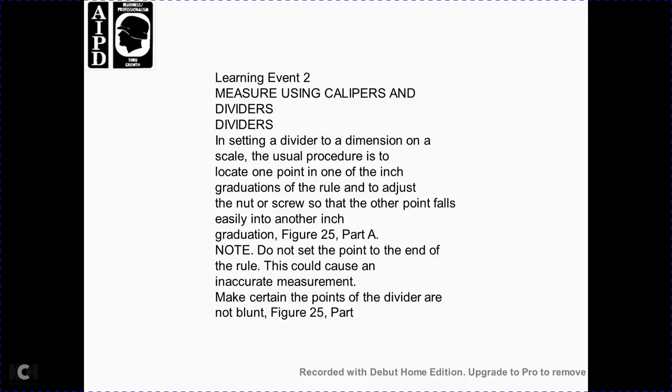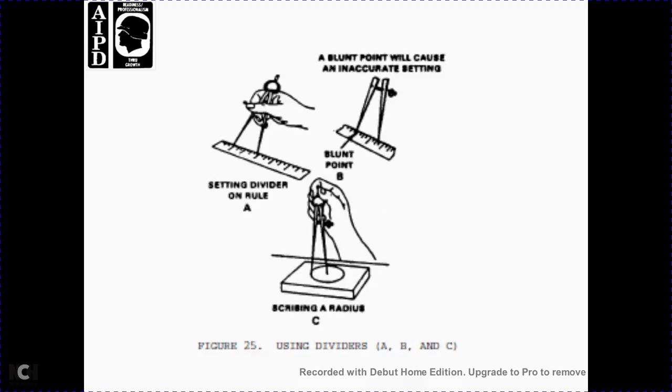Figure 25, part A. Note, do not set the point at the end of the rule. This could cause an inaccurate measurement. Make certain the points of the divider are not blunt. Figure 25, parts A, B, and C, using dividers. Setting the divider on the ruler and planning the point will cover the inaccurate setting, and a blunt point will affect scribing the radius.